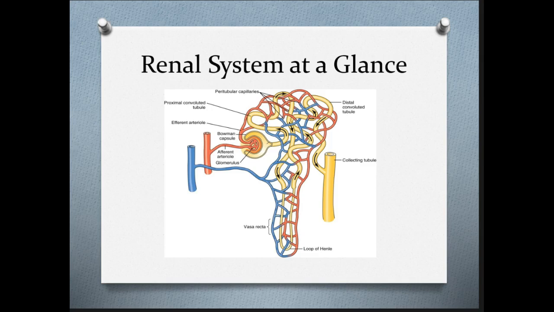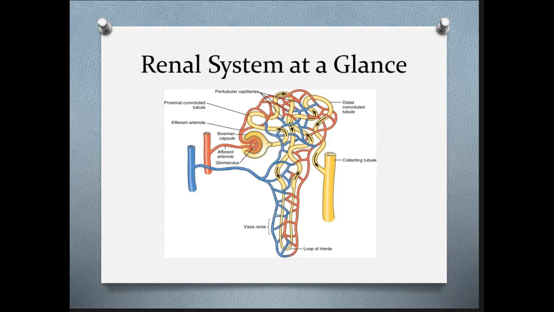The loop of Henle and collecting tubules are located in the medulla. Several collecting tubules join to form a single collecting duct. The ducts eventually merge into a pyramid that empties via the papilla into a minor calyx.